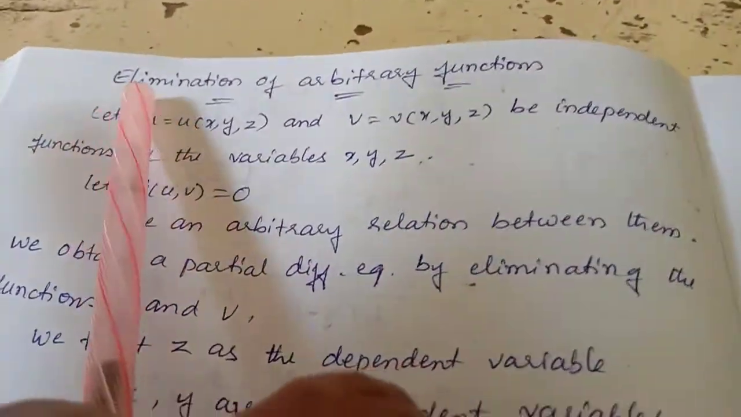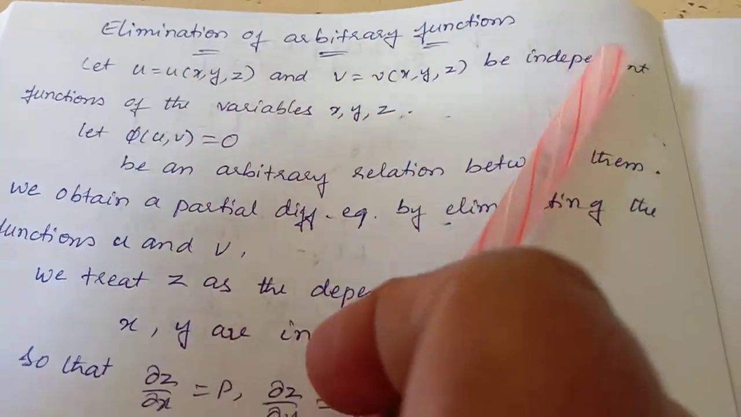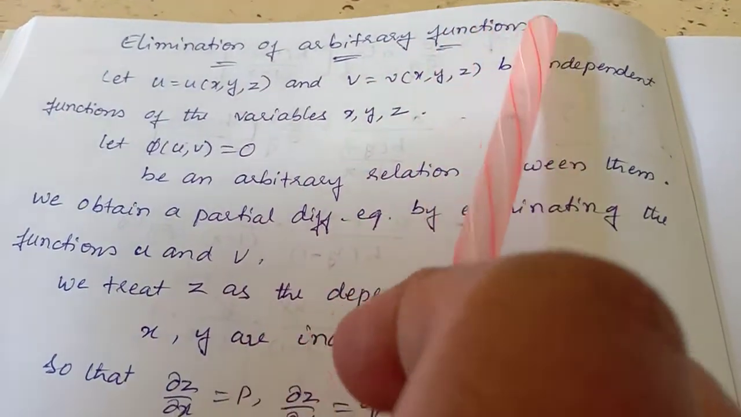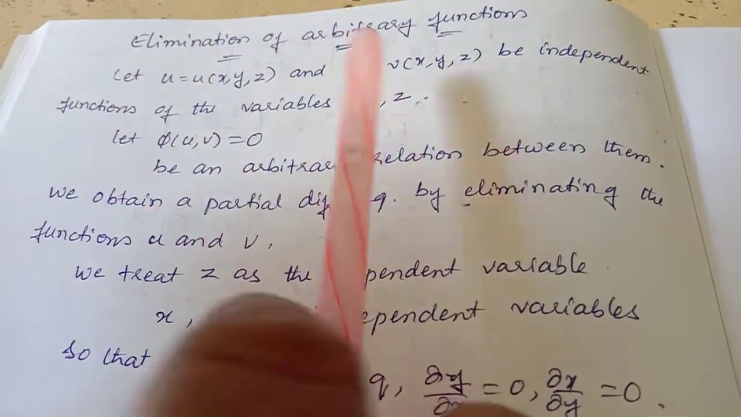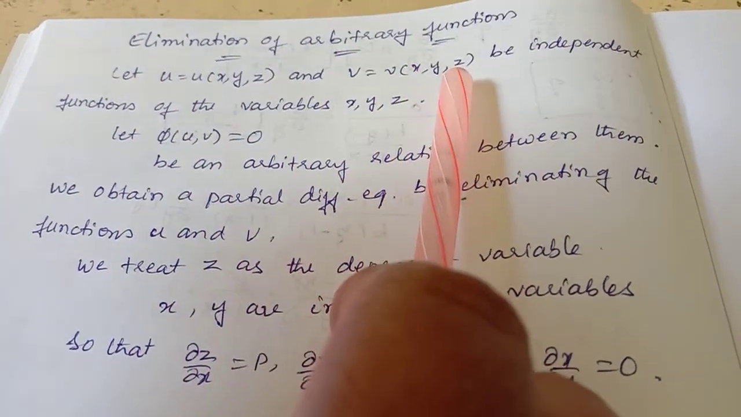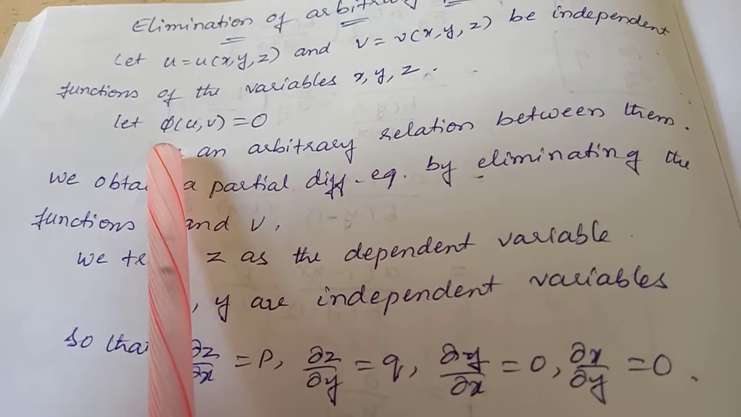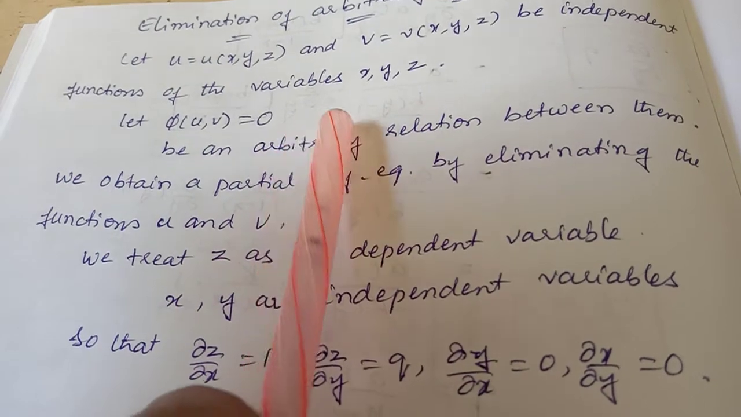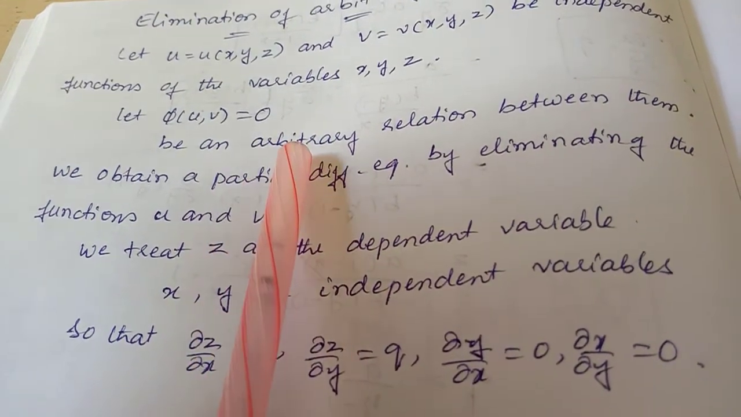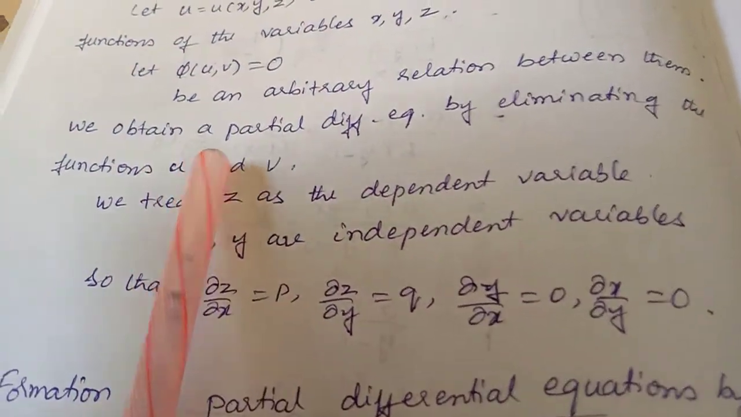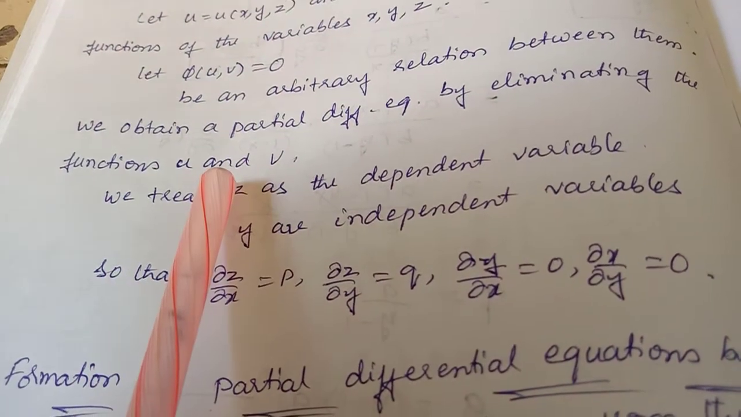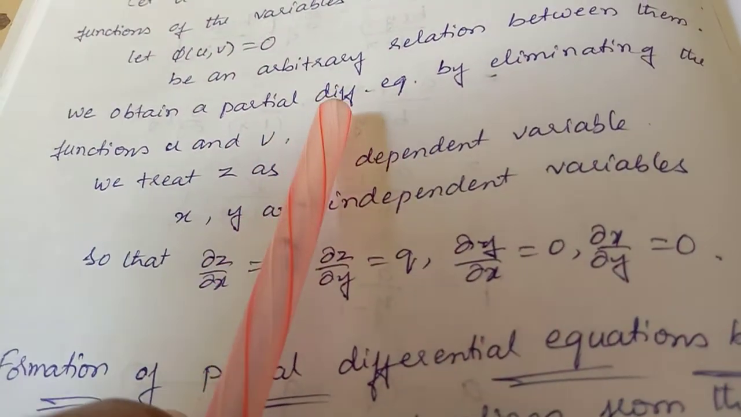In the previous class, we have seen the elimination of arbitrary constants. Now we will see the elimination of arbitrary functions. Let u and v be independent functions of x, y, and z. Let phi of u comma v equal to 0. It represents a relation between them. We obtain the elimination of functions u and v by differentiating partially.